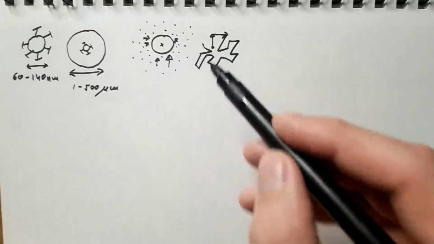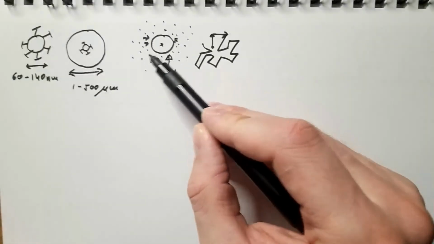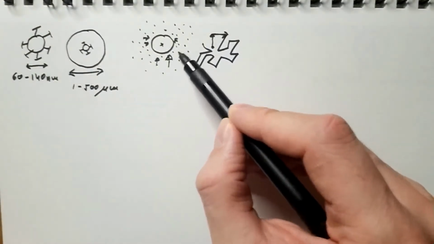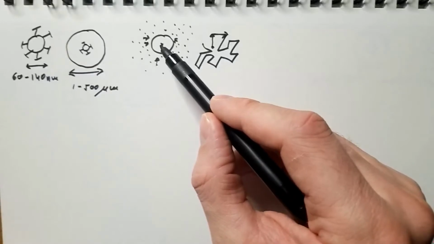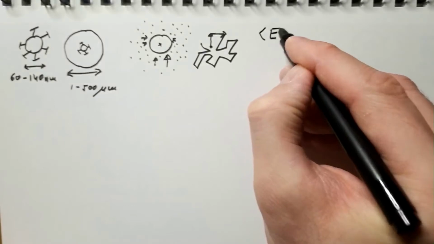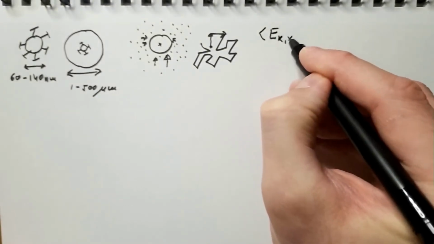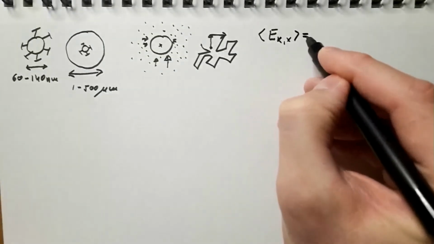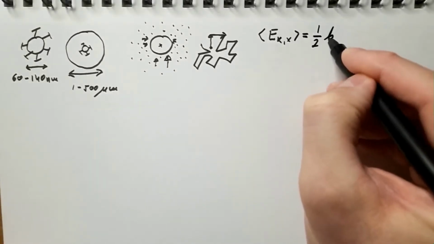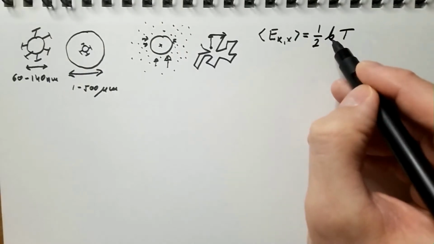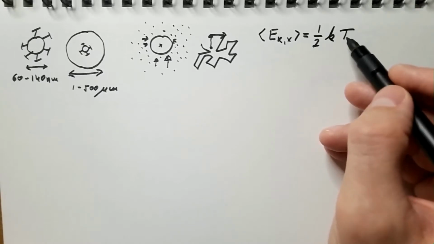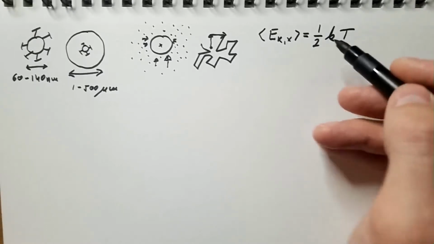Now, from kinetic theory of gases, we can already estimate the kinetic energy that is available in these molecules, as well as this microscopic droplet. Now, we know that mean kinetic energy in one direction, let's say x direction, is equal to 1/2 kT, where k is the Boltzmann constant and T is temperature in kelvins. And this is the basic equation in kinetic theory of gases.